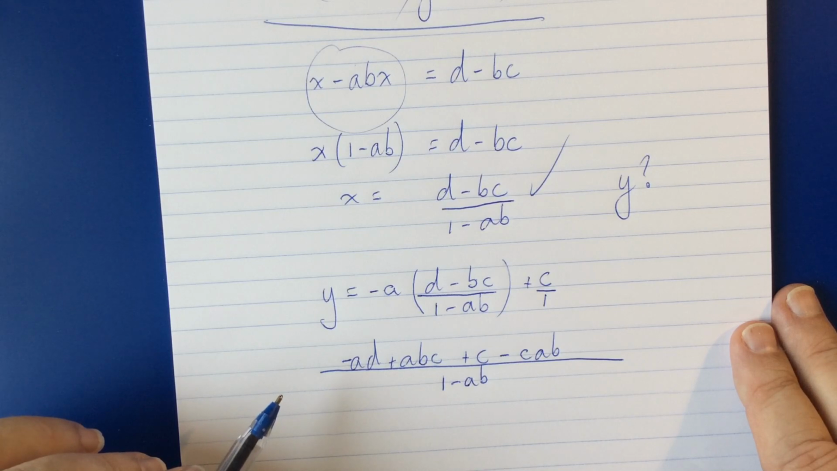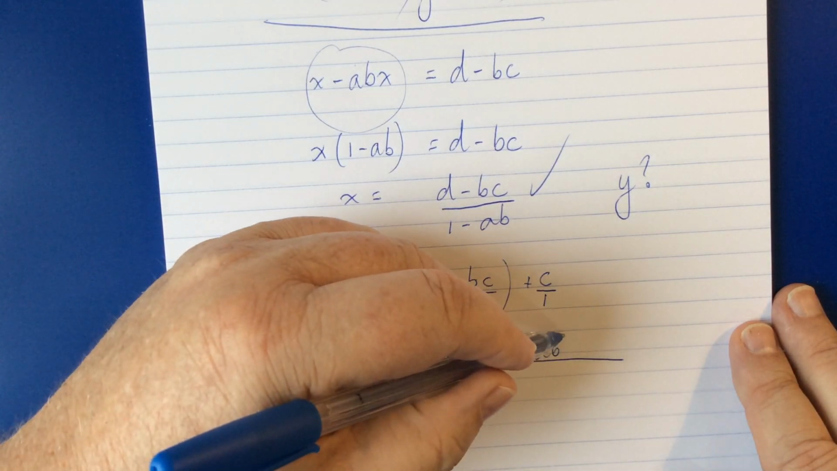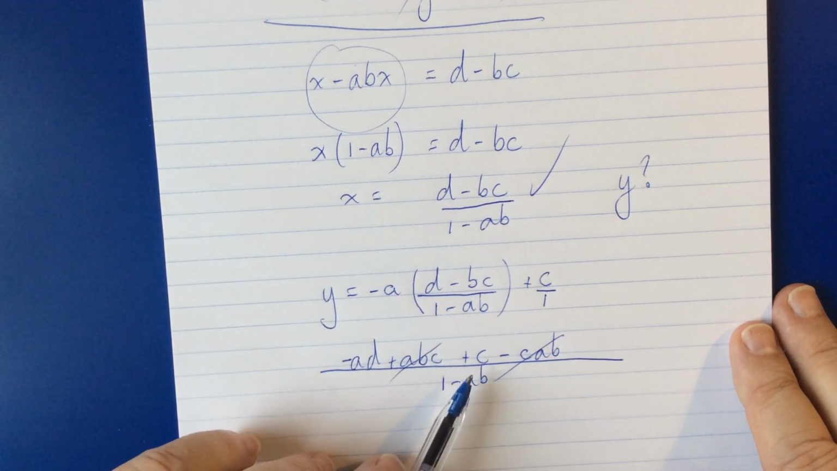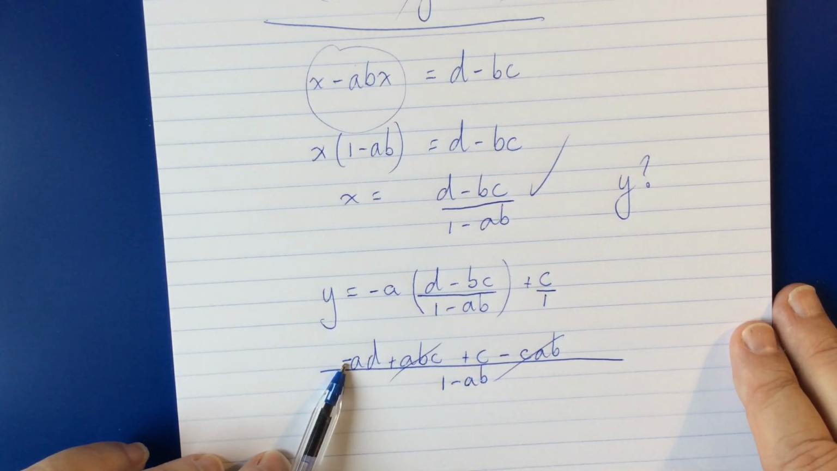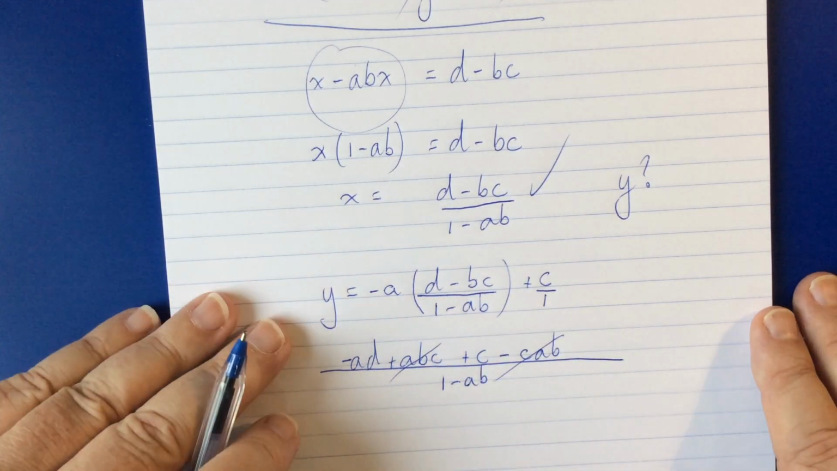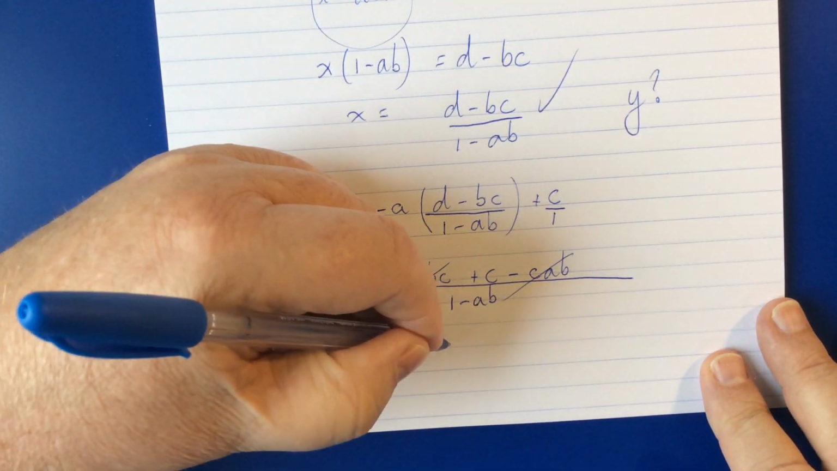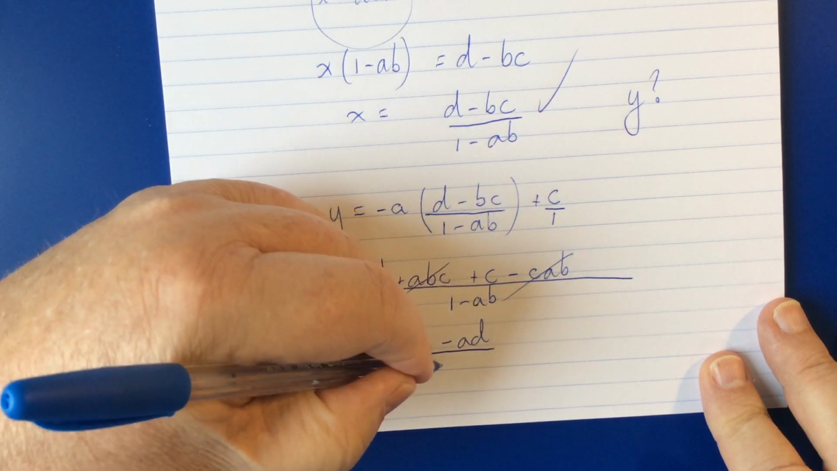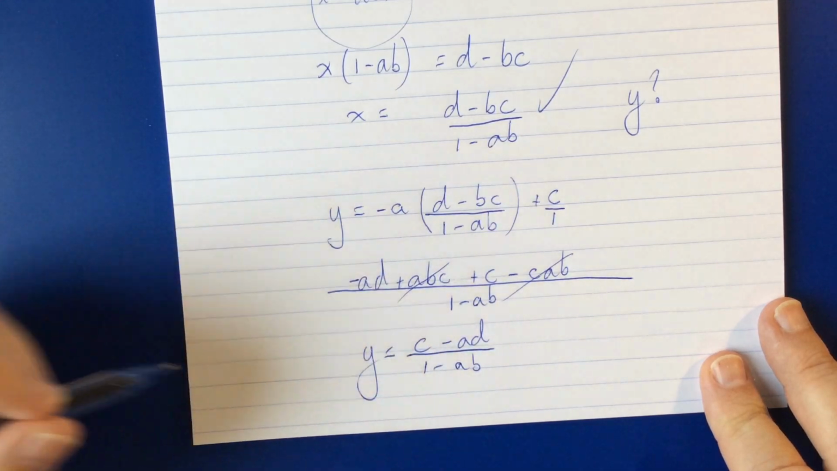Now, we can get rid of a couple of things. We can get rid of that and rid of that. And so what we wind up with is positive c minus ad all over 1 minus ab. So just let me get that written out clearly. And that is y.